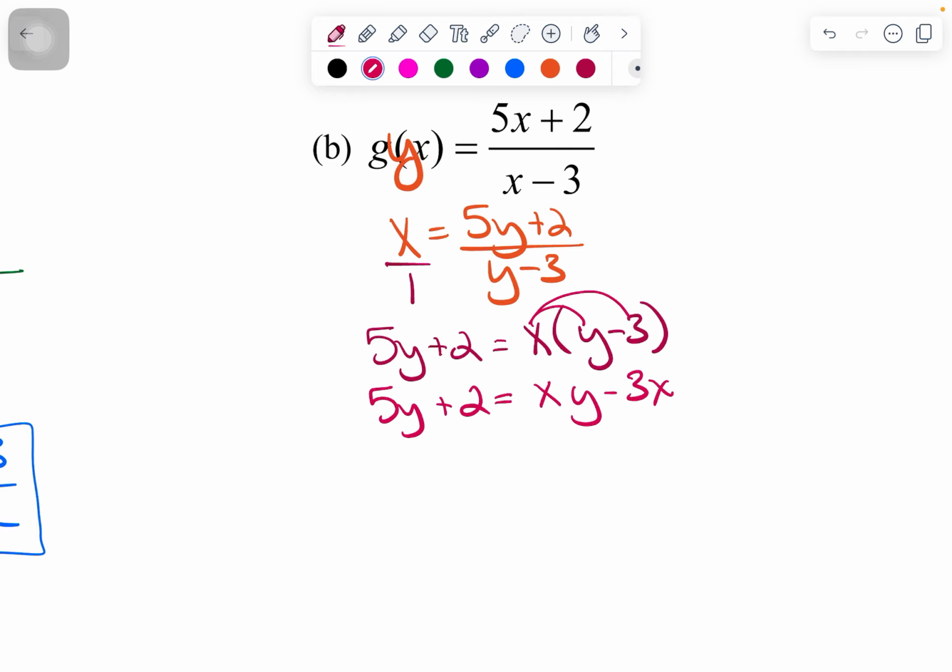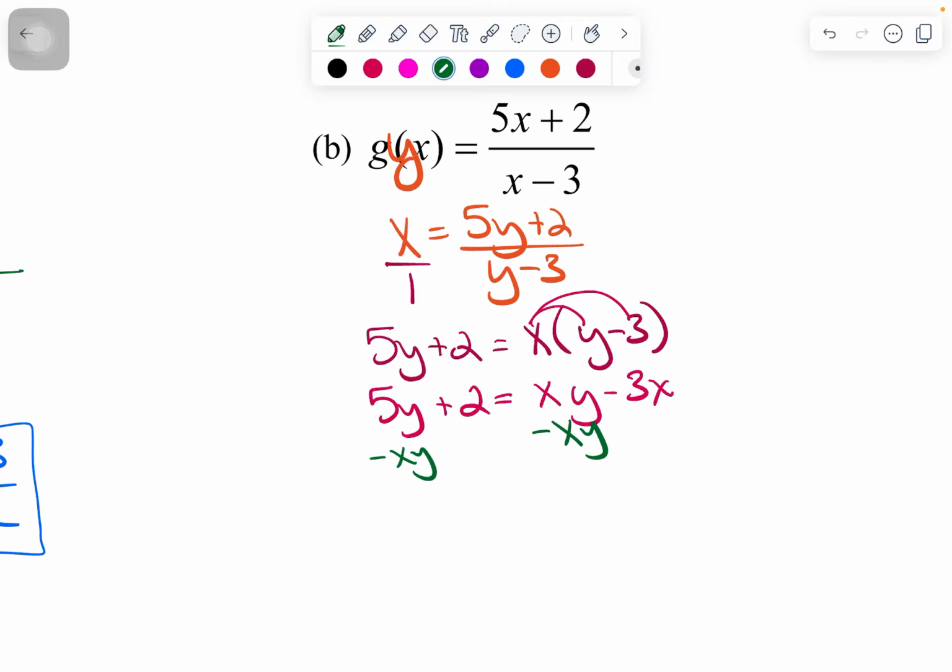However, we still have an issue that there are 2 y's. So I have a 5y term on the left side. I have an xy term on the right side. Don't like it. I want both of those terms on the same side. Now, which side? Doesn't matter. It honestly does not. So I will go ahead and, I don't know, subtract xy from both sides.